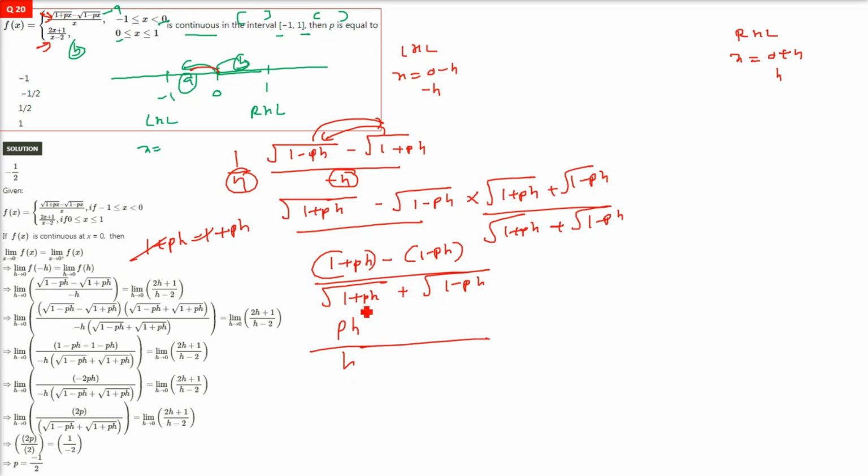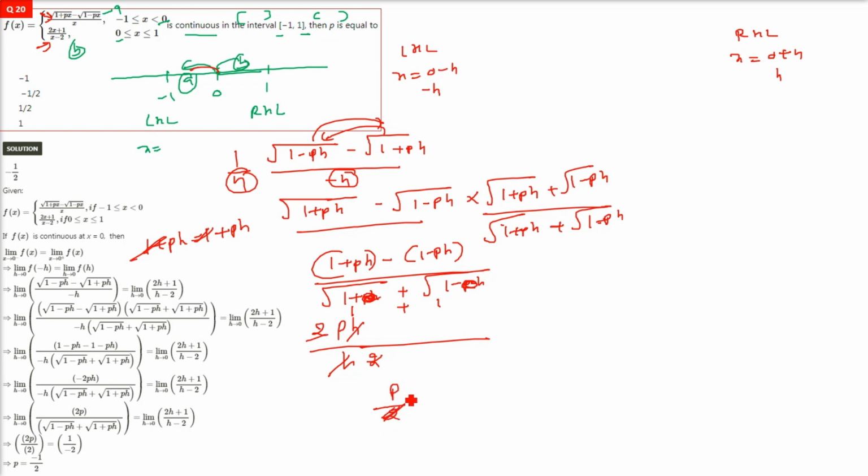Please remember it is not 2 ph, it is 2 times ph. I'll just change it. So in the denominator, you remember h was already there, so h gets cancelled. Applying the limit here, under root 1 plus under root 1 in the denominator is 2. So now this is 2 ph divided by 2h. So finally what we get? We get only p. Please remember we just get only p. So this is p on the left hand side, that is -1 to 0.